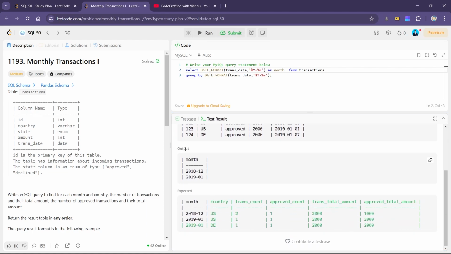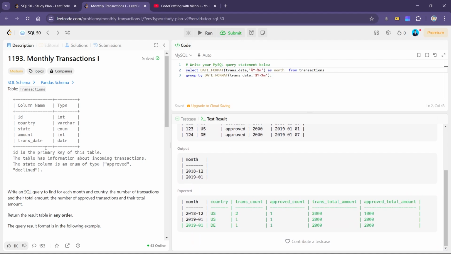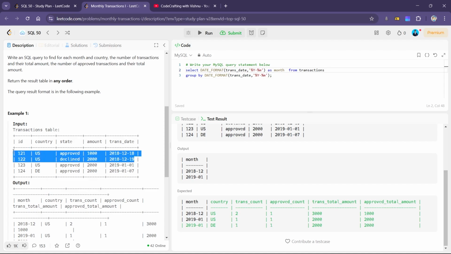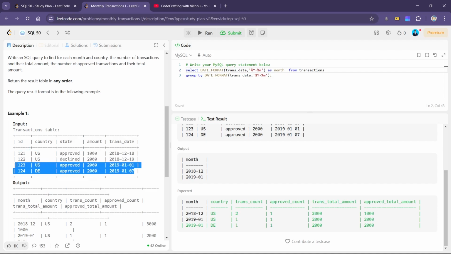Okay, so in the output you see this is divided into two entries. Now let's see the input table. In this table, we have 2018 12, 2018 12, 2019 1, and 2019 1. So these two entries are grouped together. These two entries are grouped together.